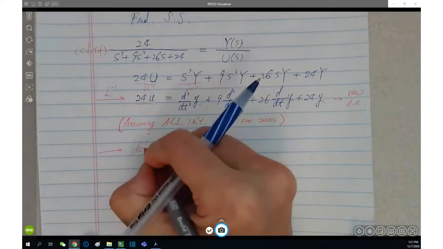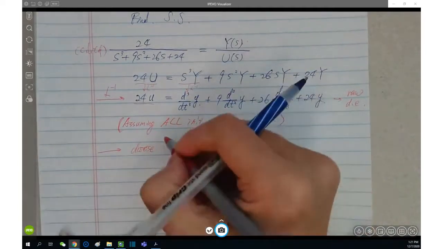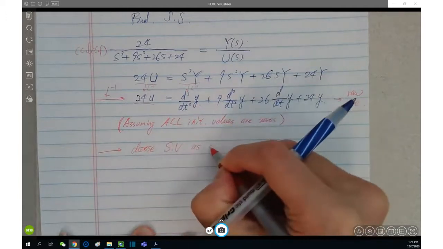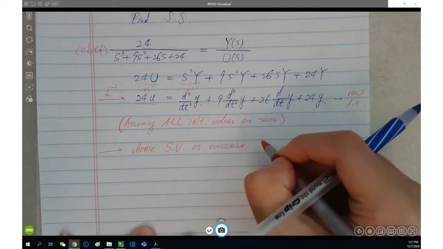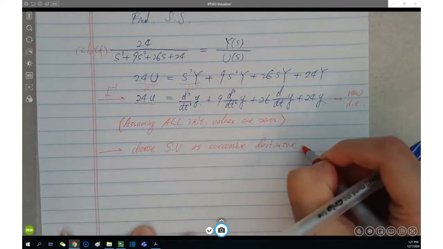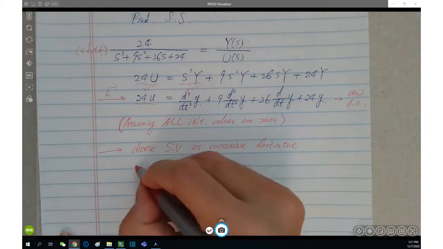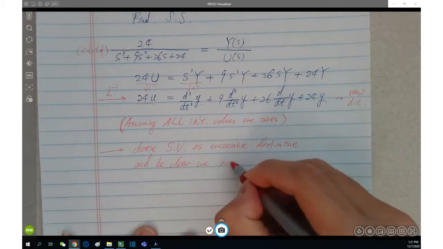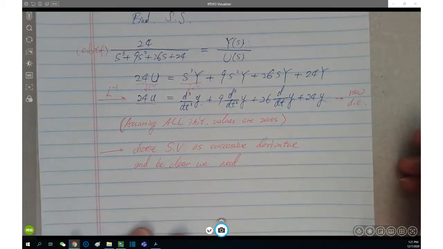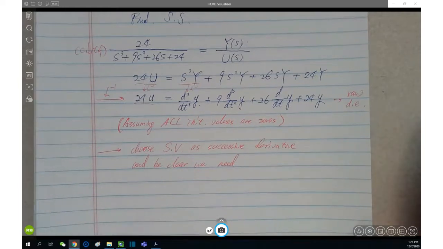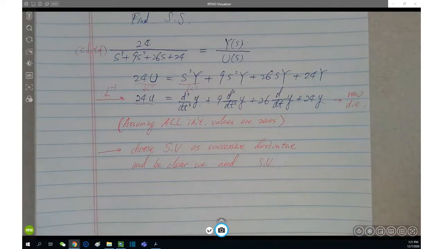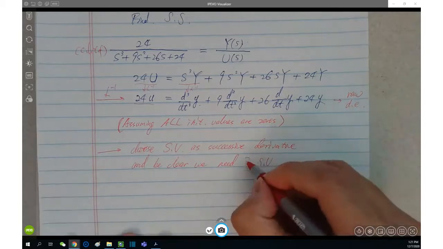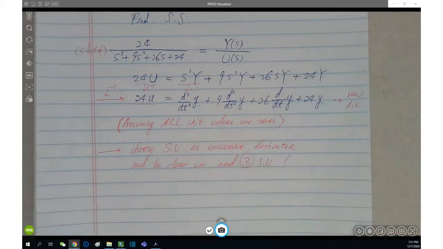We choose state variables as successive derivatives. And be clear, how many state variables do we need? How many, everyone? How many do we need? Very good. Okay, Kevin is listening. Yep, 3 as well. Very good.